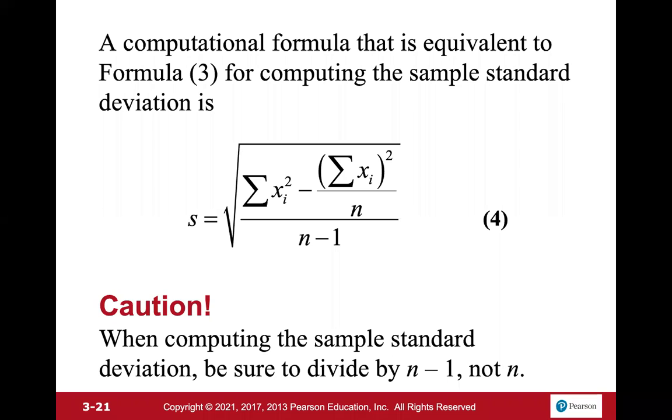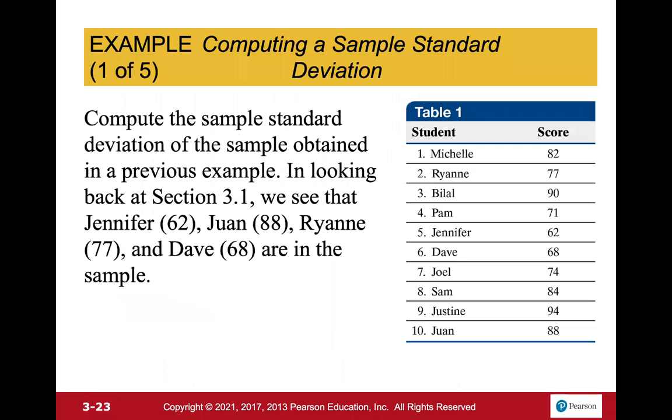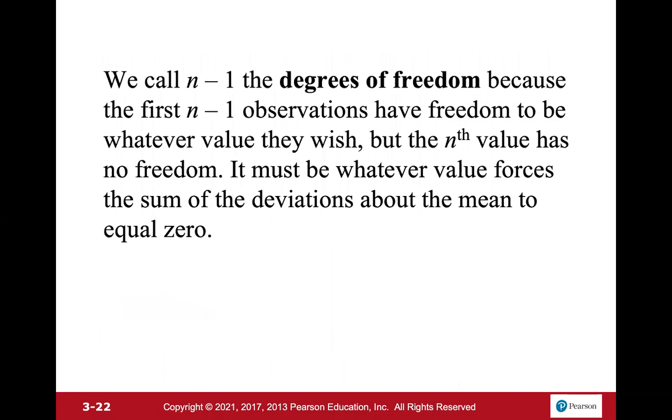Caution when computing: with both of these, we're dividing by n minus 1, not just n. That's what makes it different between our population standard deviation and our sample standard deviation. We call n minus 1 the degrees of freedom because the first n minus 1 observations have freedom to be whatever value they wish, but the nth value has no freedom. It must be whatever value forces the sum of the deviations about the mean to equal 0. So again, we're dividing by the degrees of freedom, not by the sample size.